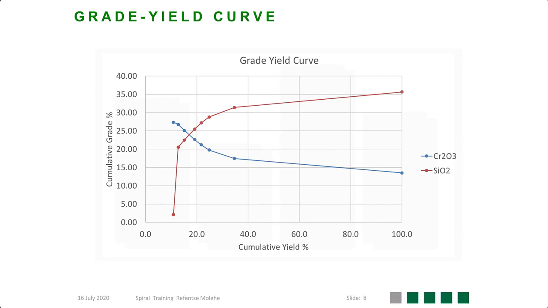When we look at the grade yield curve, and focus in on the chrome with the blue line, we see that as you keep increasing your mass yield, your grade starts to decrease. This is because, like I mentioned, most of the heavy material reports closest to your center column. But as you keep increasing the mass yield, you start increasing the silica content, hence why it starts decreasing on the curve.